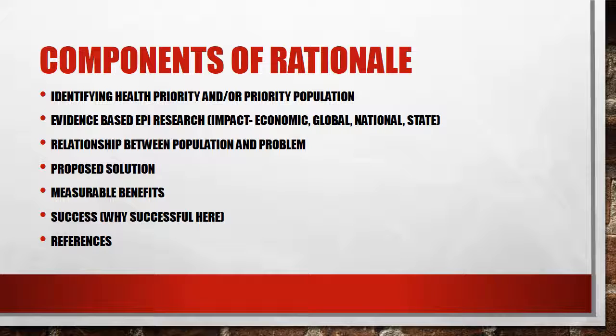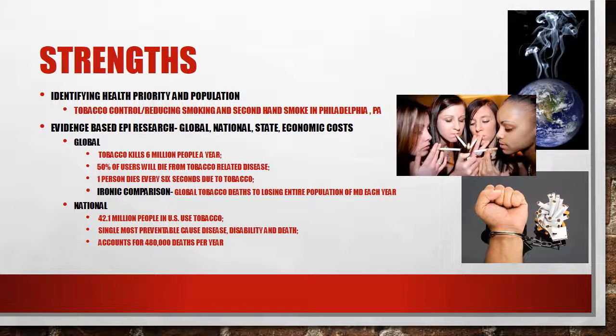Just to review, there are several components of an effective and well-written rationale for creating health promotion programs, which are typically reflected in an inverted triangle model. These components include identifying the health priority and/or the priority population, providing evidence-based epi research on the impact on a global, national, state, and economic level, the relationship between the population and the problem, a proposed solution, measurable benefits of the proposed solution, and why the promotion plan would be a success in that particular area or with that audience. And then, of course, it's important to include references.